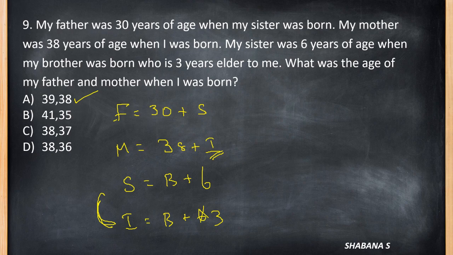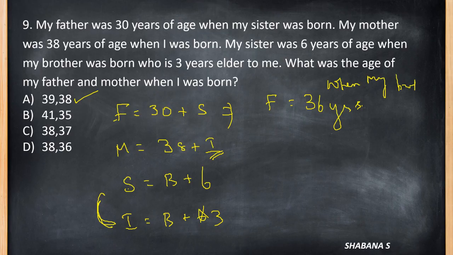In case I have two other options with 38 years as my mother's age, I have to confirm my father's age as well. So to confirm my father's age, I have to relate certain other details. See here, when my brother was born, the difference between my sister's age and my brother's age is 6 years. So when my brother was born, my father should have been 30 plus 6, 36 years. I hope this is clear.